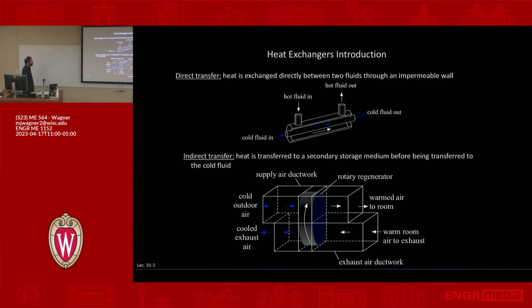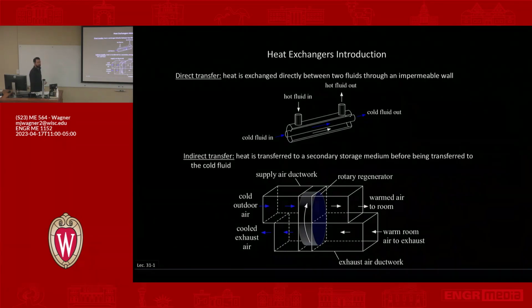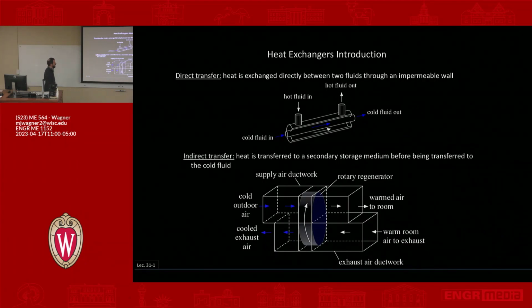There's, I guess, two different large classifications of heat exchangers. One is called direct transfer. So in a direct transfer heat exchanger, heat is exchanged directly between two fluids through an impermeable wall. I guess you could also claim that maybe injecting steam into a fluid is sort of like a heat exchanger, but normally when we talk about heat exchangers, we're talking about things that are contained, have fluid contained on either side of some containment material.